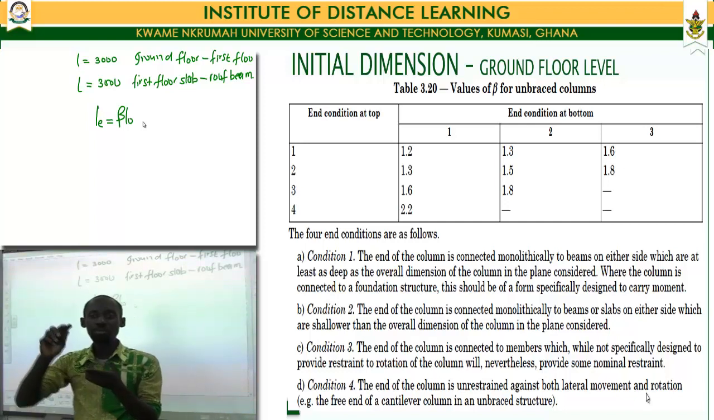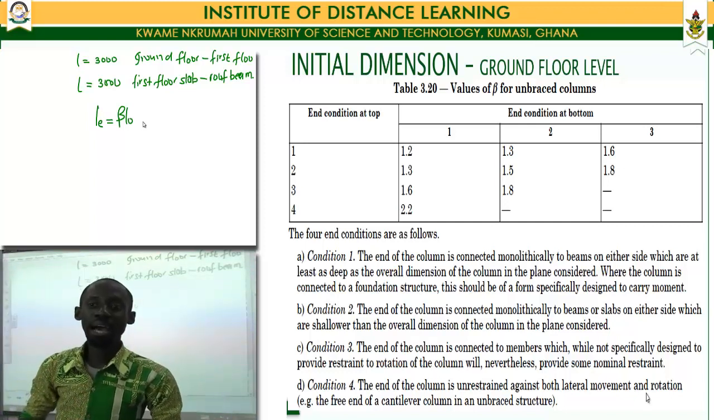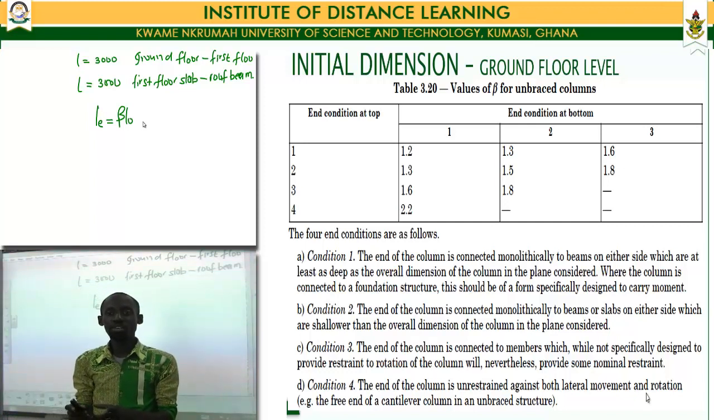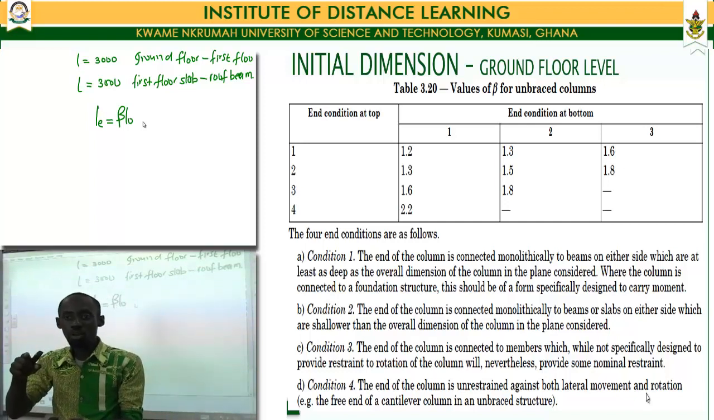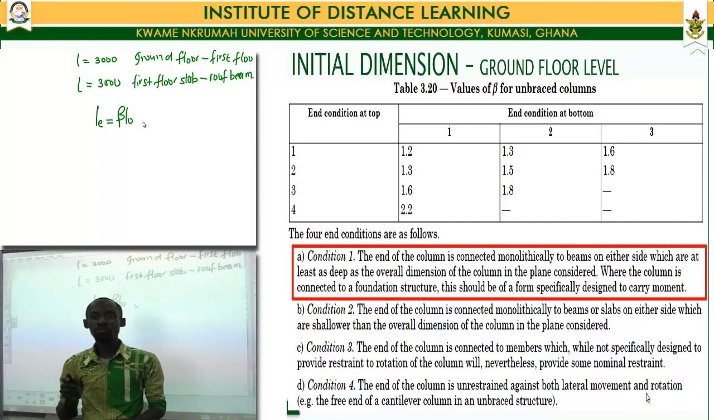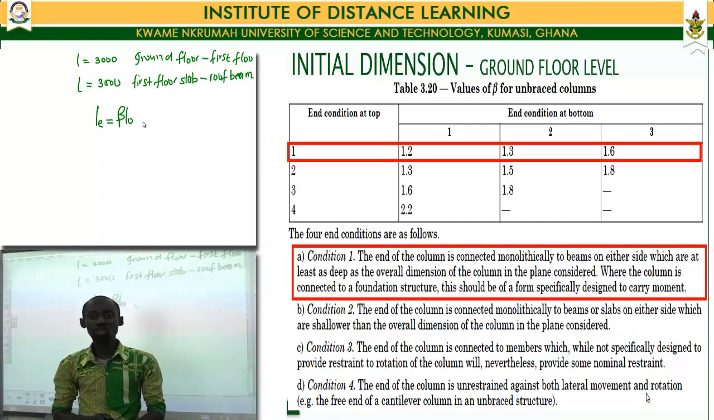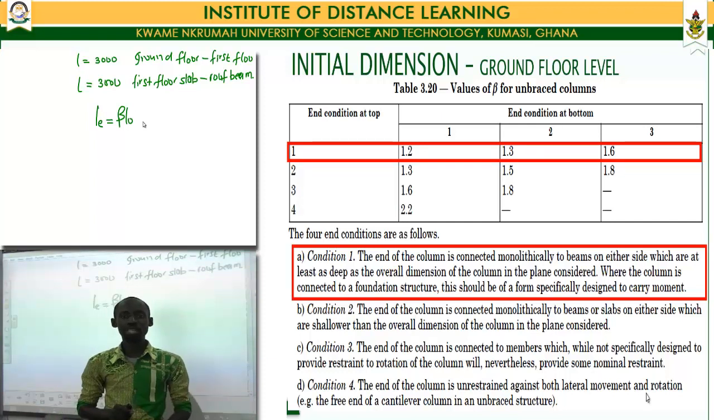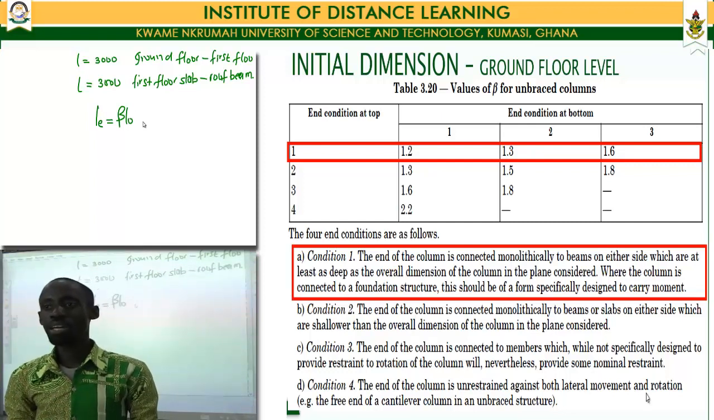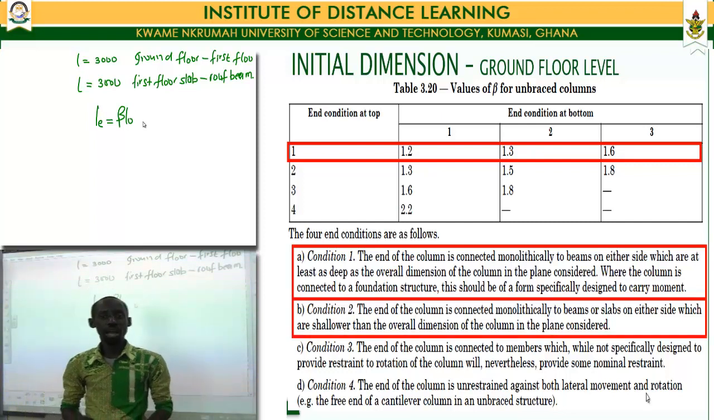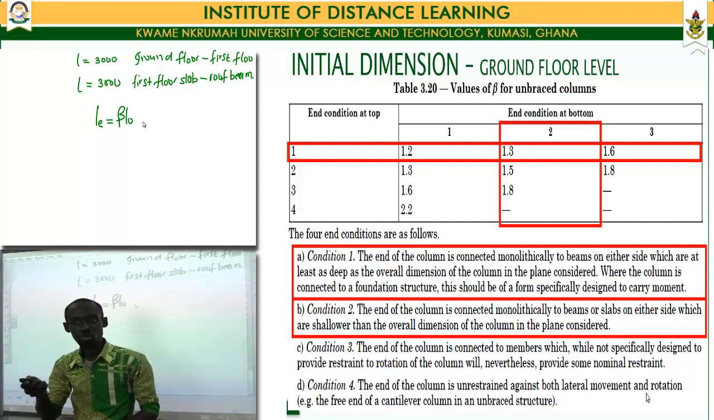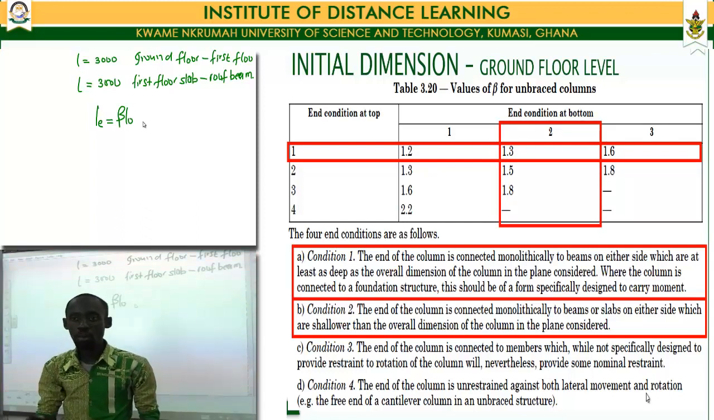Why? Because I have a beam with a depth of 400 millimeters, and I don't anticipate that my column dimension would exceed 400 millimeters. So if I have my beam dimension exceeding my column dimension, then it means I'll be dealing with condition number 1. So for my end condition at the top, I'll be looking at condition number 1, in which case I'll have to read along the first row. Then when I come to the end condition at the bottom, I'll be looking at condition number 2, in which case I'll have to read along column number 2.